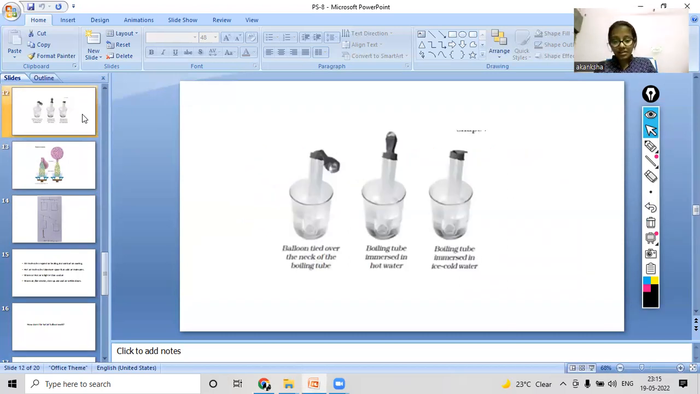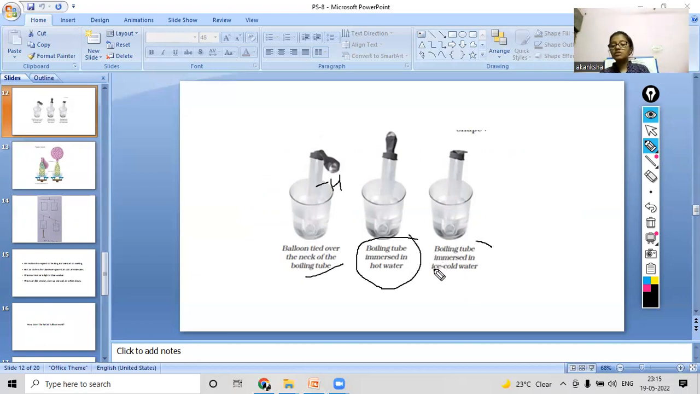Again, there is an activity. What happens in this activity is we took a glass, and a balloon is tied over the neck of a test tube. The test tube is a boiling tube, and the balloon is tied over its neck. The boiling tube is immersed in hot water, and then in ice cold water. So what will happen?